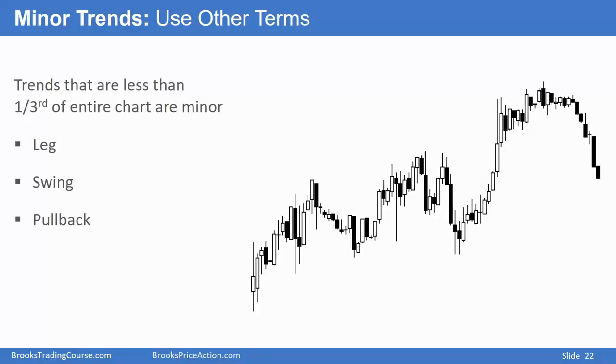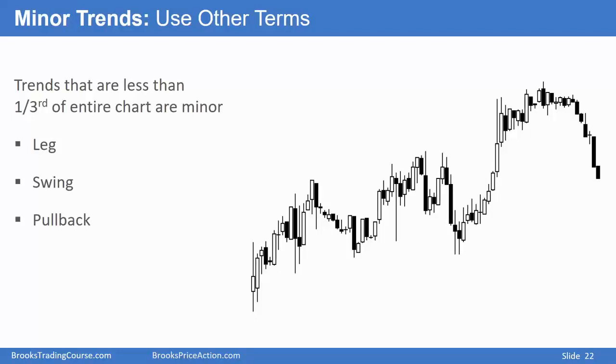If a trend lasts only about a third of the chart or less, it's minor. Remember I said that if there's only one trend on the screen, I call it a trend. Sometimes you'll get two trends on the screen, and I'll still call them trends if they clearly are trends. But if you get three or more trends on the screen, I stop using the term trend, and I start using other phrases like a leg or a swing or a pullback.